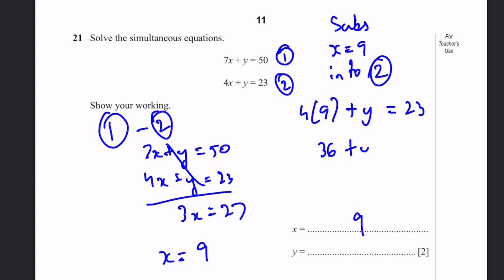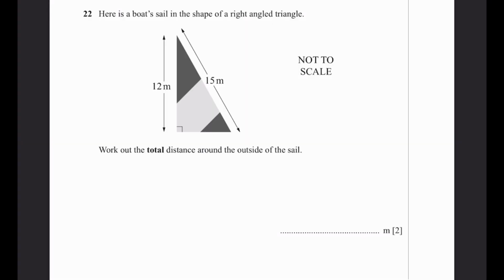36 plus y equals 23. y is equal to negative 13. And so y is equal to negative 13. That's the answer.